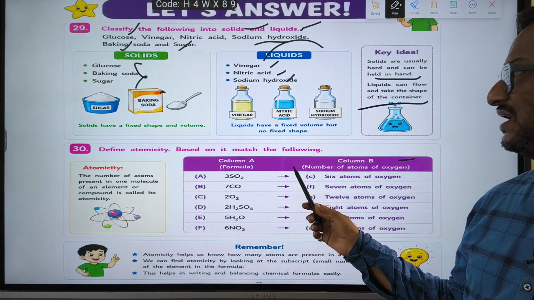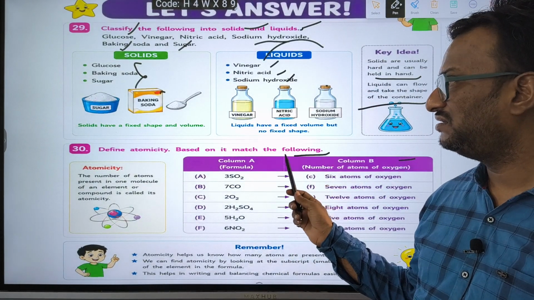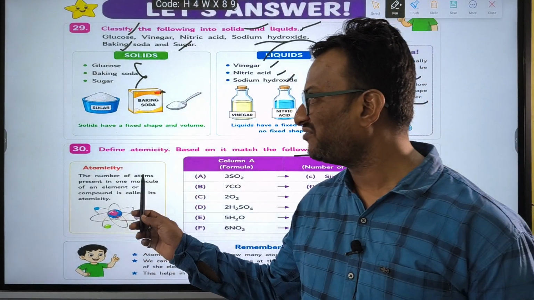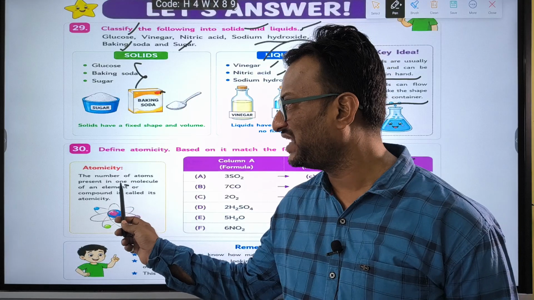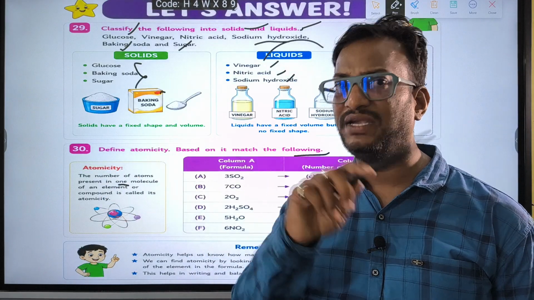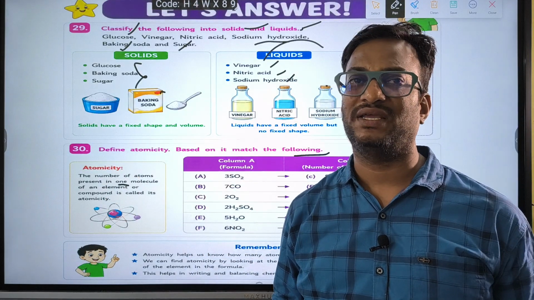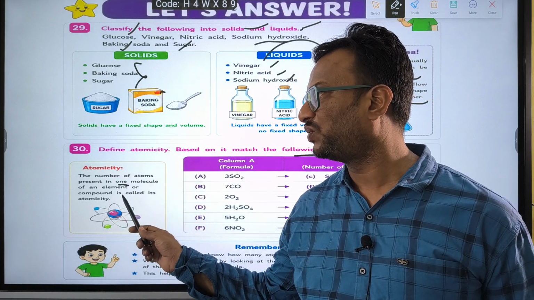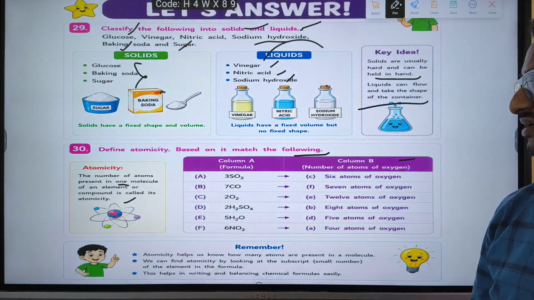Define atomicity. Based on it, match the following. The number of atoms present in one molecule of an element. In one molecule of an element, how many atoms are present? That number, of an element or compound, is called atomicity.